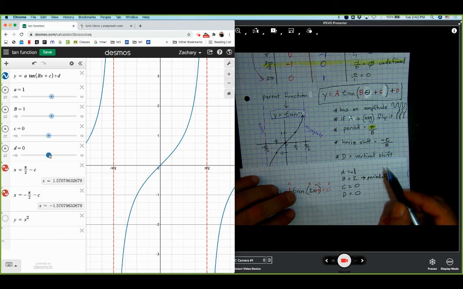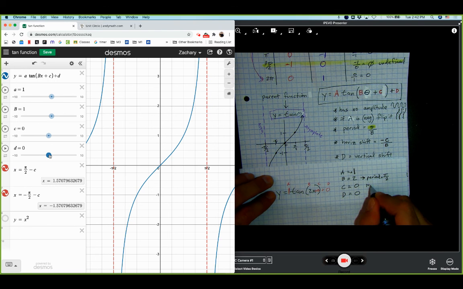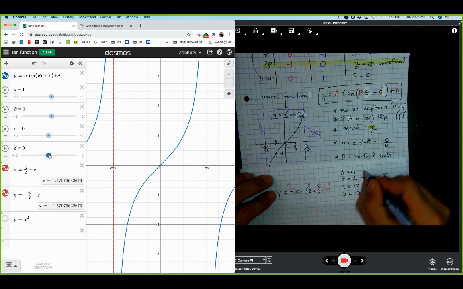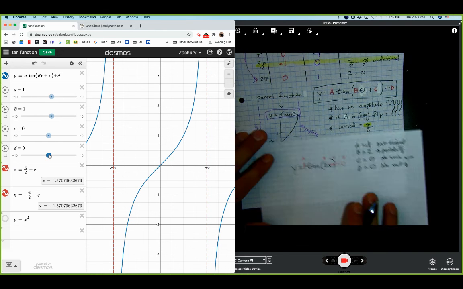So we know that the period is slightly different. We know there's no horizontal shift. There's no vertical shift, up and down, left and right. There's none of that going on. We know that it's not flipped, right? So I look at this. There's no horizontal or vertical shift. That's nice, because that is going to allow me to see that.